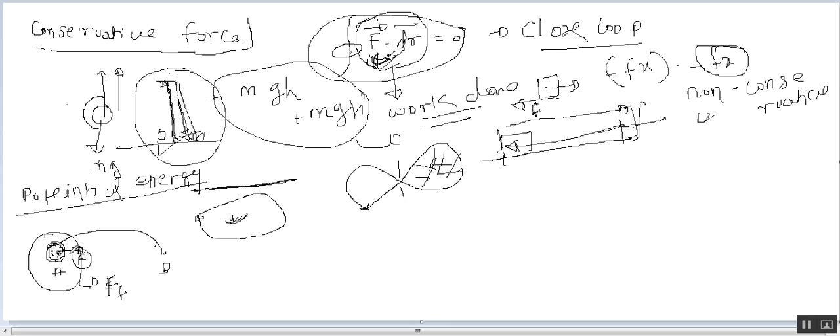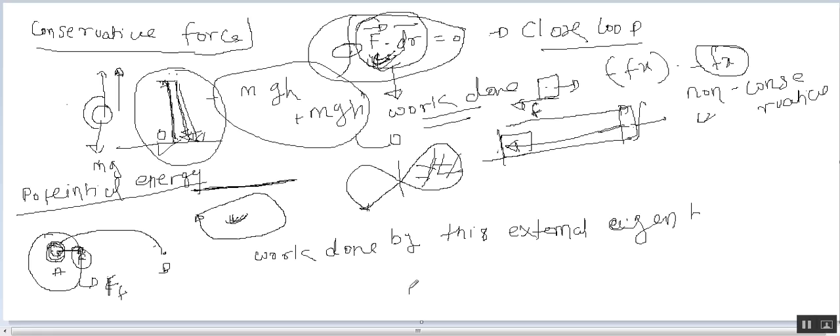So if an external agent takes the particle from A to B in such a way that it has no kinetic energy, then the work done by this external agent is called potential energy.